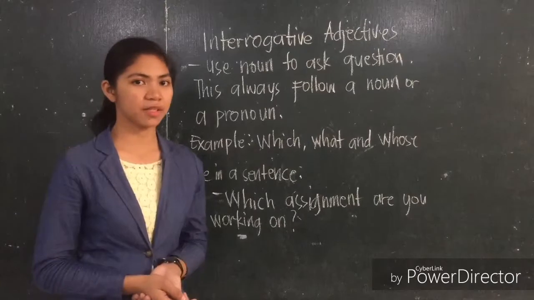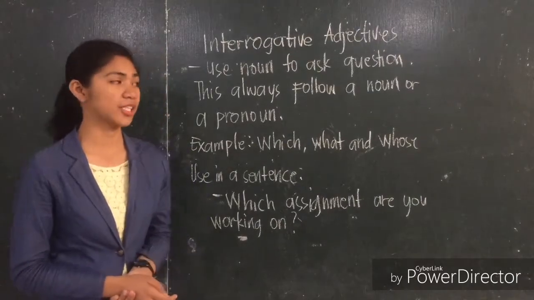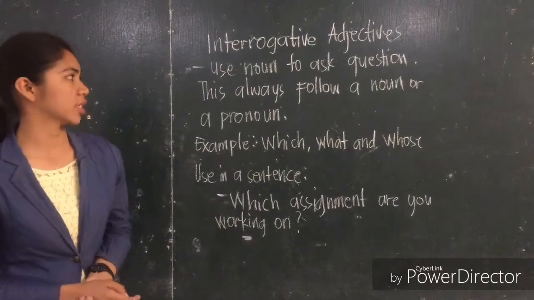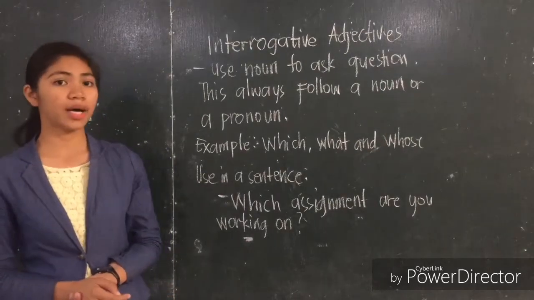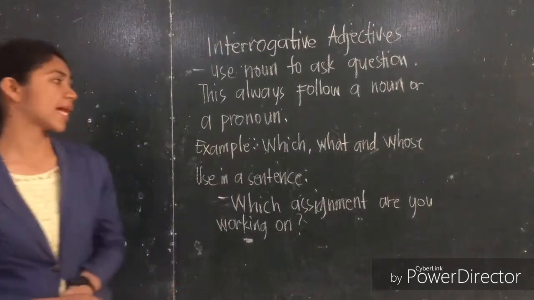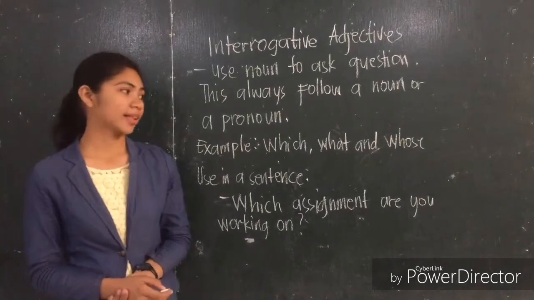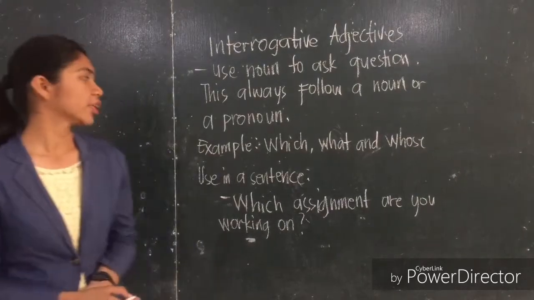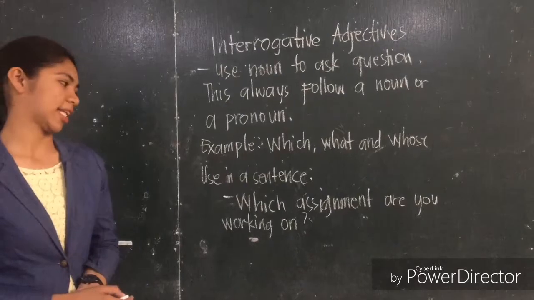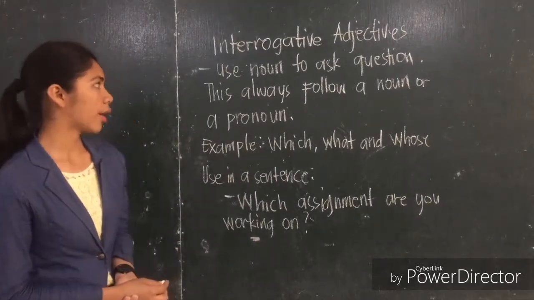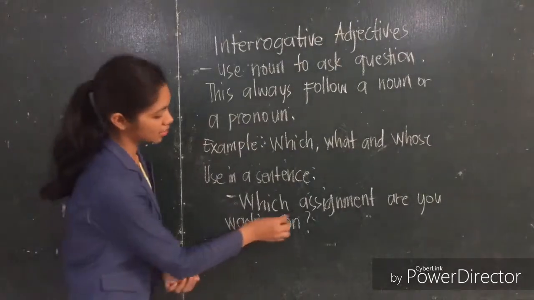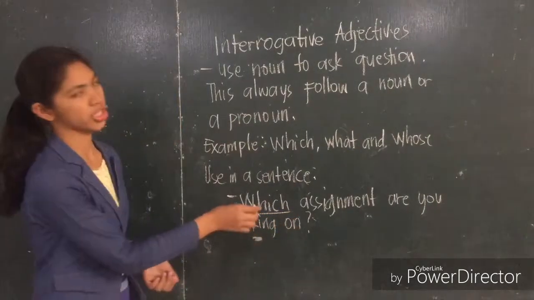So the next type of adjective is interrogative adjectives. Interrogative adjectives are used with a noun to ask questions. These always precede a noun or a pronoun. For example, which, what, and whose. Interrogative adjective used in a sentence: Which assignment are you working on? So our interrogative adjective in the sentence is which.